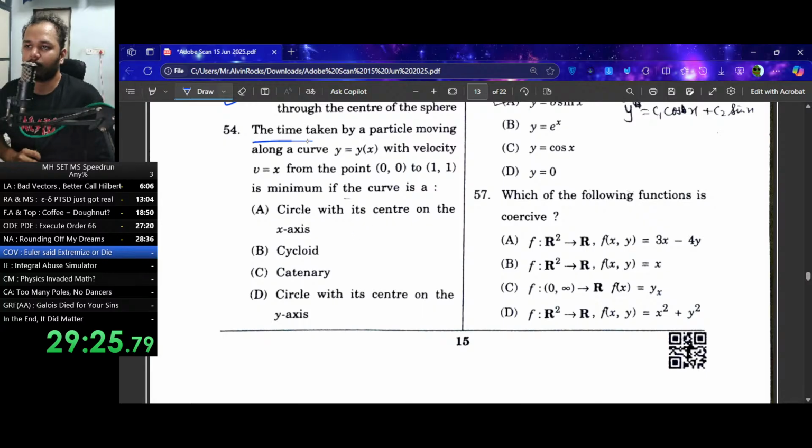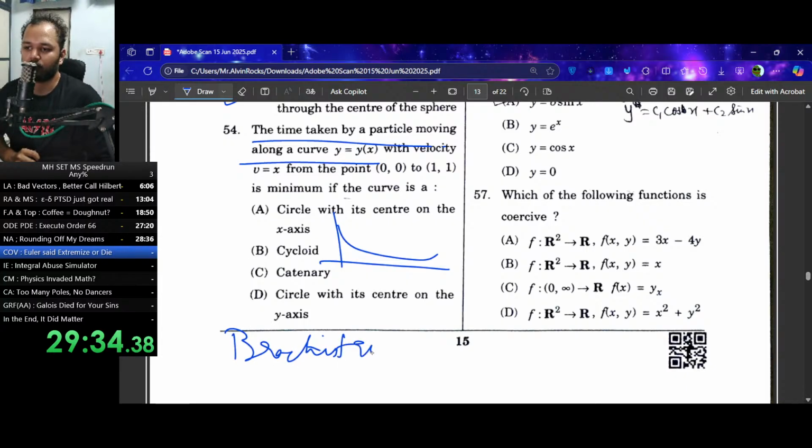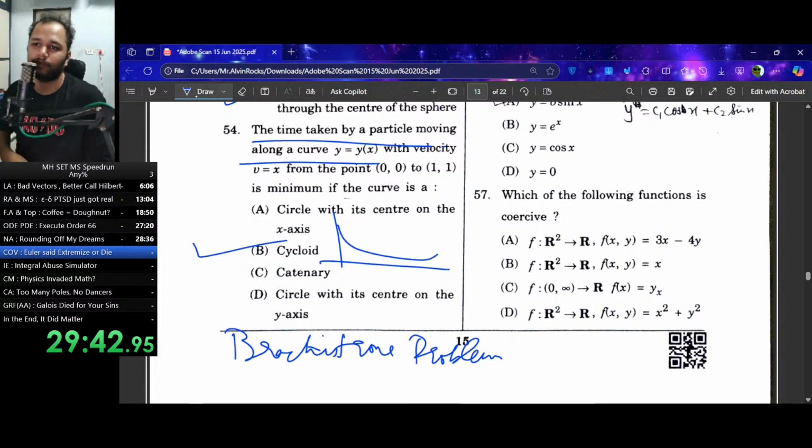Okay, time taken by a particle moving along a curve. So curve. Yes, brachistochrone problem. Thousands of videos on YouTube. That's how calculus of variations started, by the way.